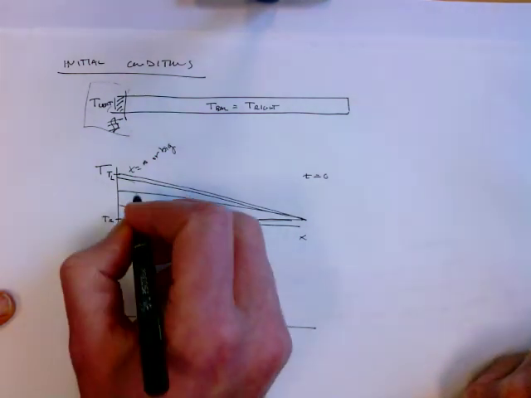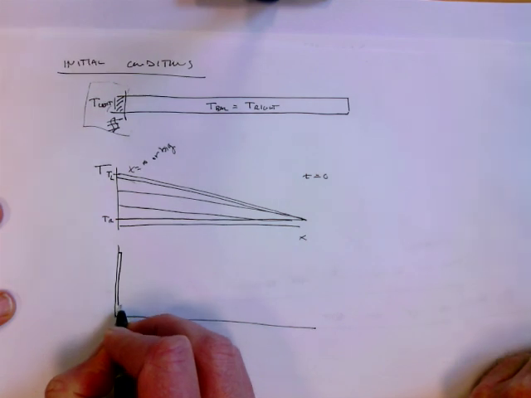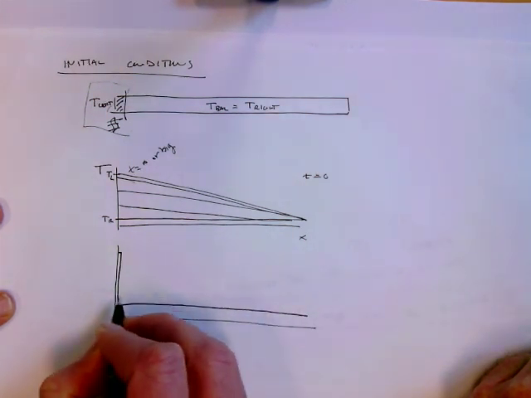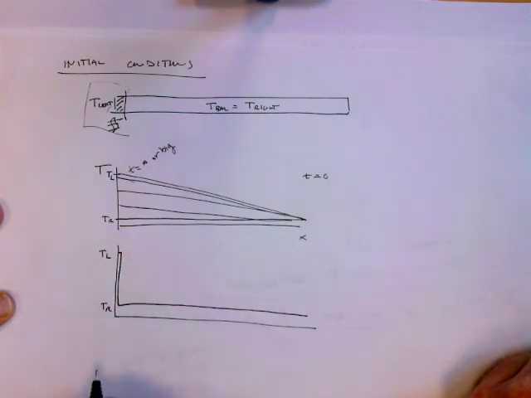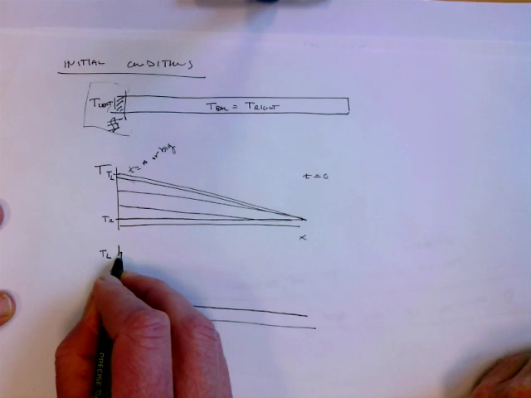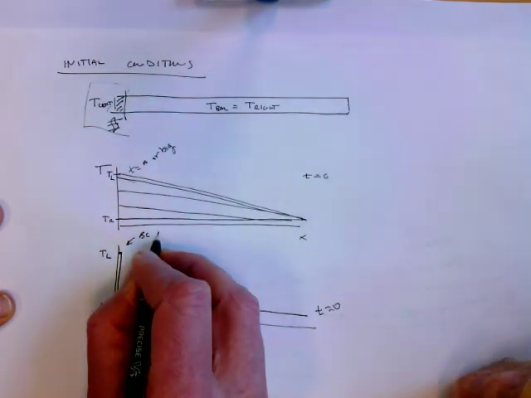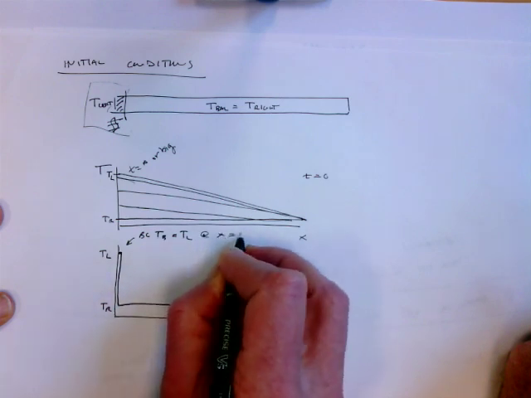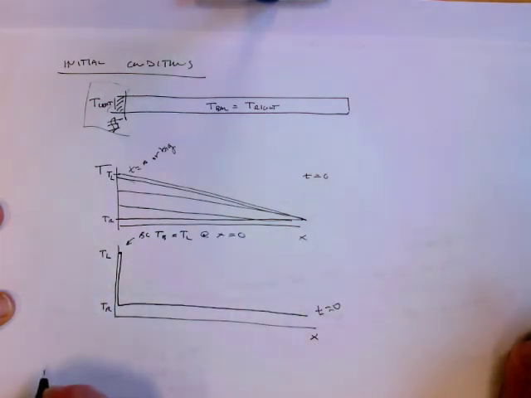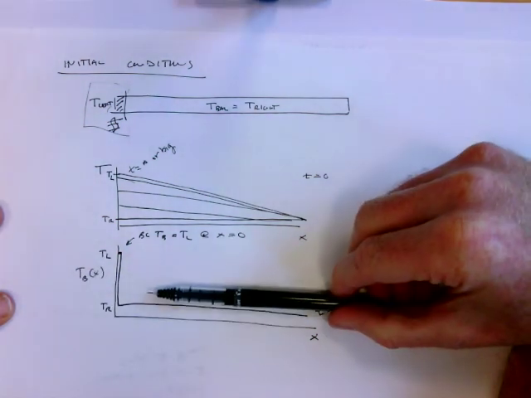So actually what I could draw, if I were to just consider that left-hand side, the initial condition might look something like this. It's initially just that little tiny bit on the left-hand side that is at T left, and all the rest is at T right. And this left-hand side is never going to change, because my boundary condition here is T bar equals T left at x equals 0.